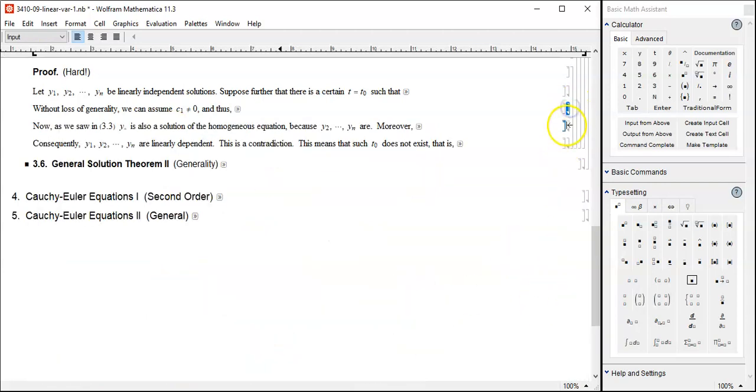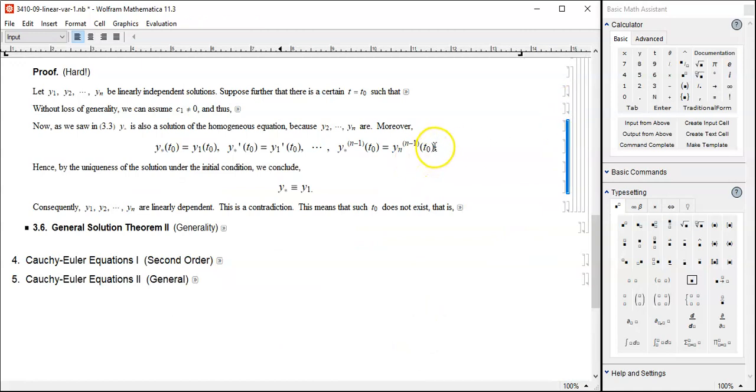So what conclusion do I draw? They share the same initial condition, and they're both solutions. And the solution is unique for all linear ODEs within the interval of definition for a given identical initial condition. So these two must be the same. Y star and y1 are the same.